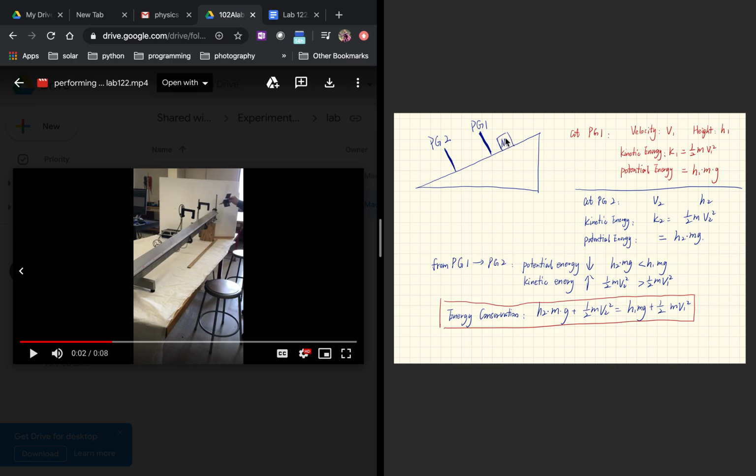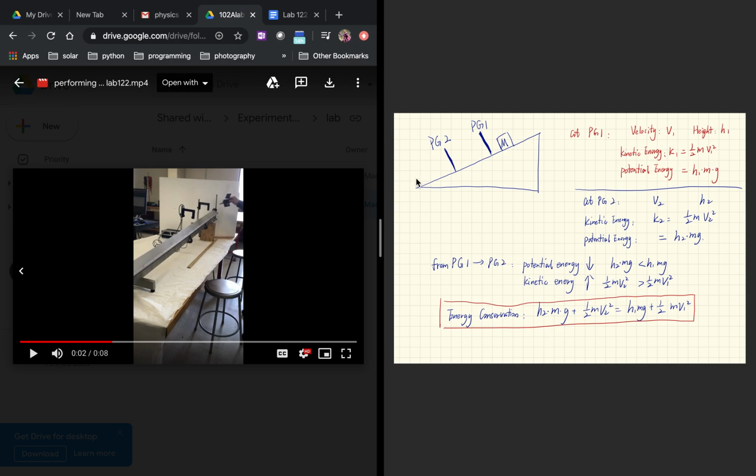Alright, so let's look at this object. This is the glider, this is the first flow gate, this is the second flow gate, and this is the inclined air track. So when the glider goes through the first flow gate, the flow gate is able to measure the velocity of the glider, which will be v1. And you can also measure the height of the glider when it goes through the first flow gate. So we have h1.